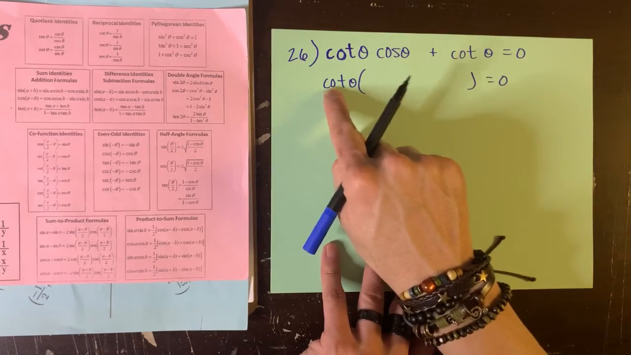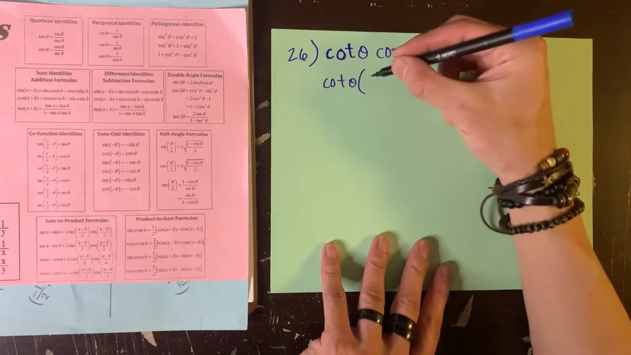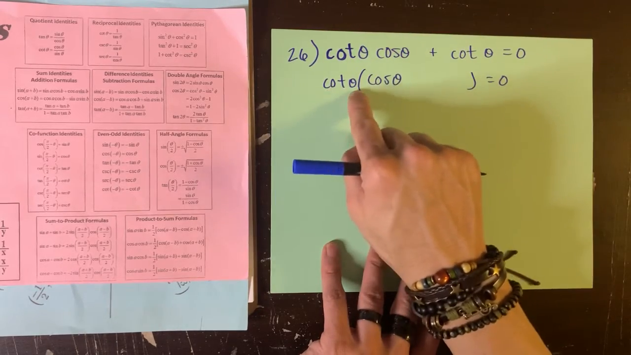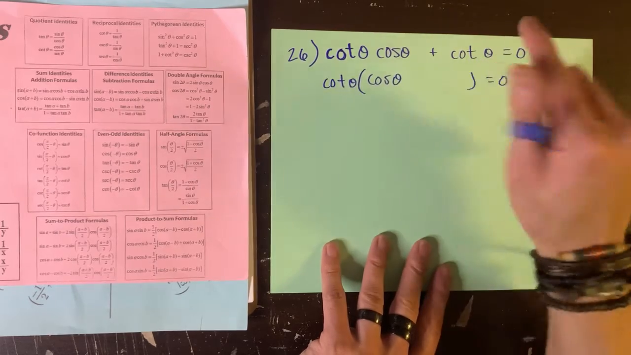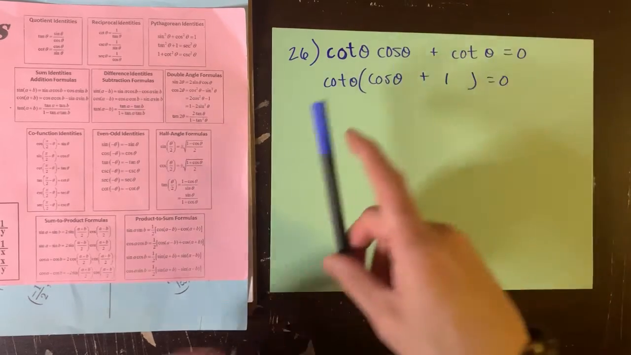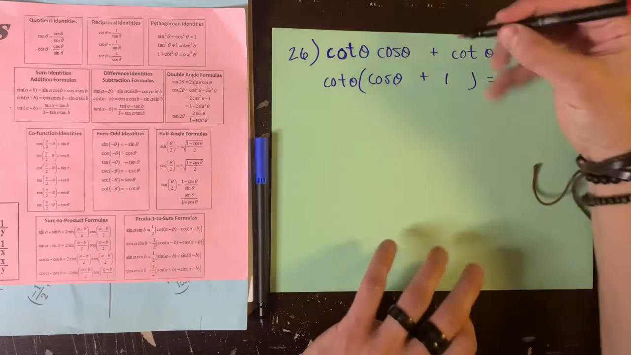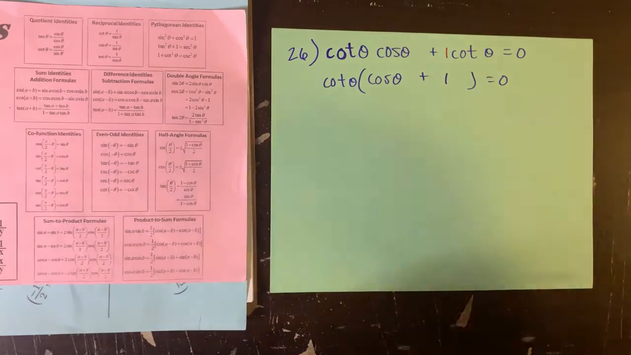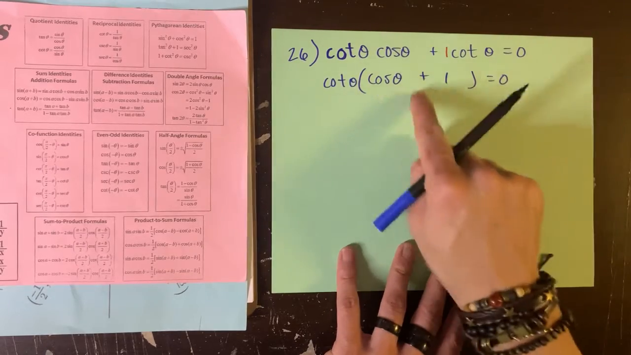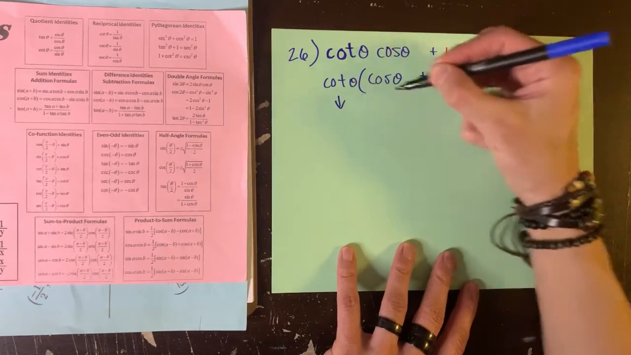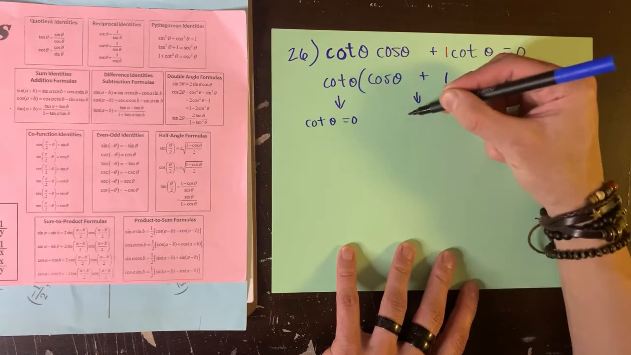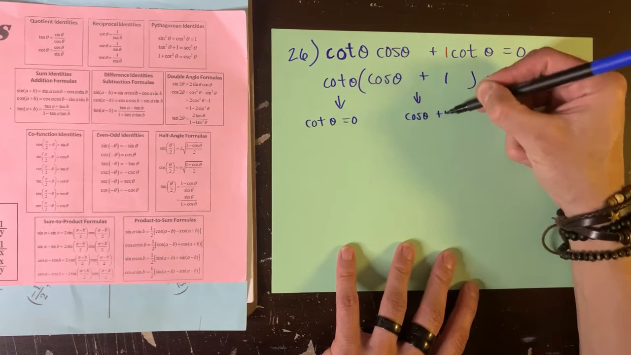If I divide cotangent away from the first piece, I'd be left with cosine. If I divide cotangent away from cotangent, I'm left with a positive 1. That 1 could have been seen right there as the coefficient. Now, zero product property. This times this equals 0. Then perhaps this piece is 0, perhaps the second piece is 0, or perhaps they're both 0.